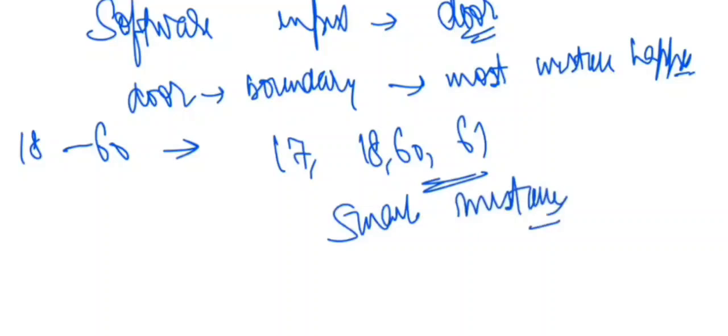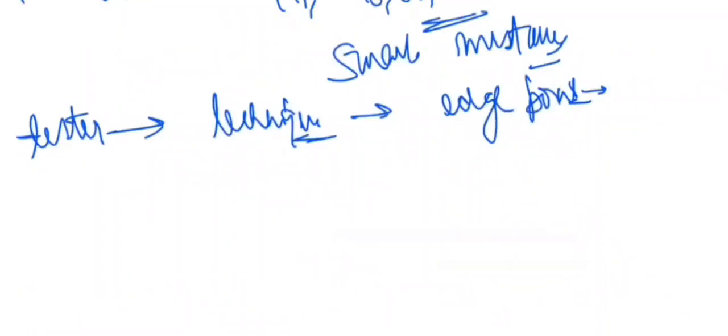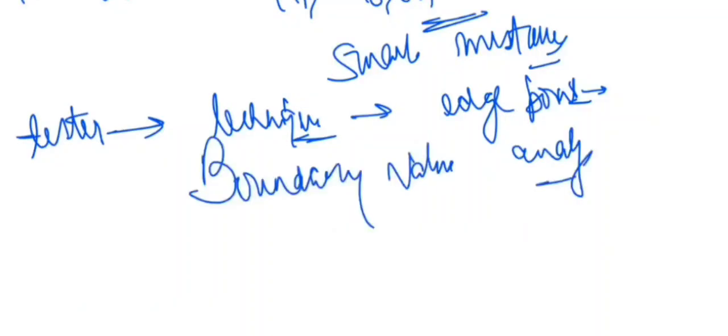So what does the tester do? The tester uses a special technique to check these critical age points. And that technique is what we call boundary value analysis. In short, we call it BVA.